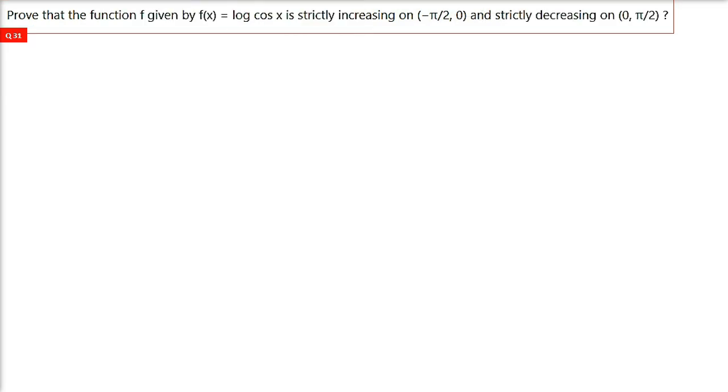Now prove that the function f given by f(x) equals log cos x is strictly increasing on negative pi by 2 to 0 and strictly decreasing on 0 to pi by 2. See, f dash x greater than 0 is strictly increasing, and greater than or equal to is increasing. So this equality sign will make it just increasing. If you remove that, that will be strictly.